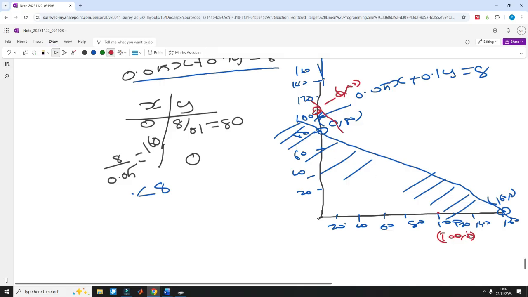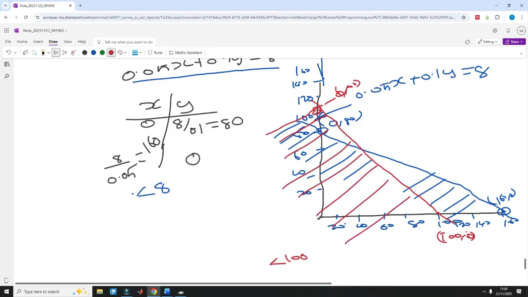Just connect these 2 points. And we know that when x is equal to 0, y is equal to 0, the total will be equal to 0, that is less than 100. So that should correspond to this region, this plane, isn't it? Yeah? So this entire plane should correspond to x plus y less than or equal to 100.